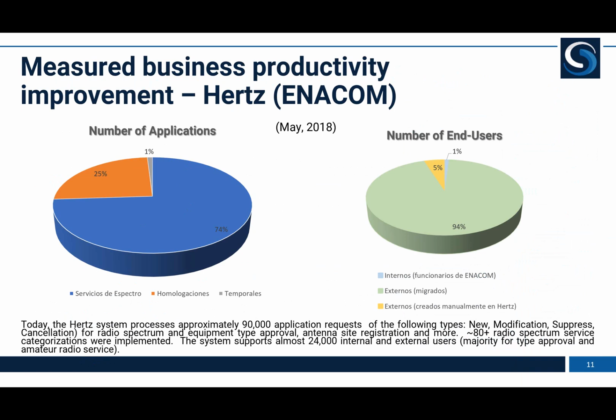And as you can see here in the left-hand pie chart, it's in Spanish, but the orange part represents homologaciones, which means type approval. So about 25% of the requests are equipment type approval requests. The rest are primarily for spectrum-related services, 1% for temporary use of spectrum. And the majority of the users, roughly about 24,000 users, are what we call external users, meaning outside of the institution, outside of ENACOM. Roughly only 100 or so, I think, are internal to ENACOM.